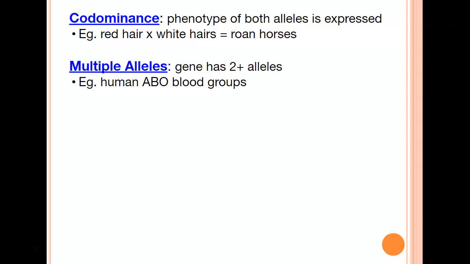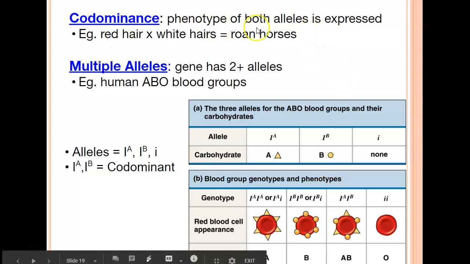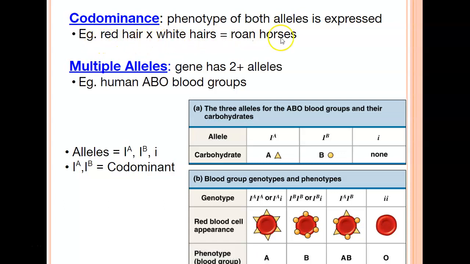Other things that are included are codominance. So codominance is when both of them are expressed together, which we will learn about. Red hair and white hair coming together to make a roan horse. Roan doesn't necessarily mean like in between red and white and making a pink horse. That's not true. When you look closely at a horse in that instance, they have individual red hairs and individual white hairs.